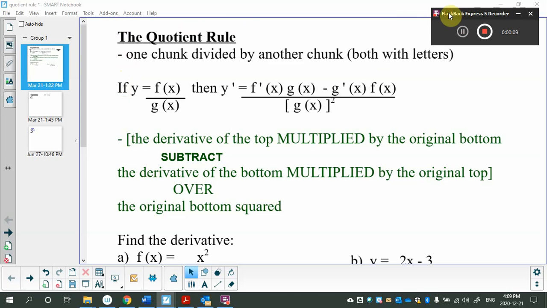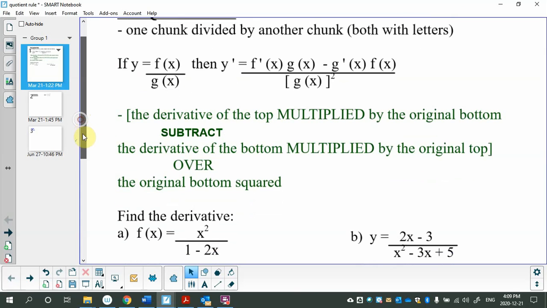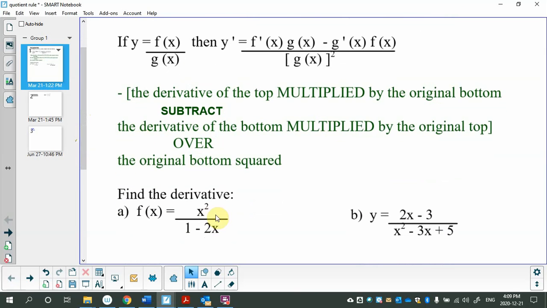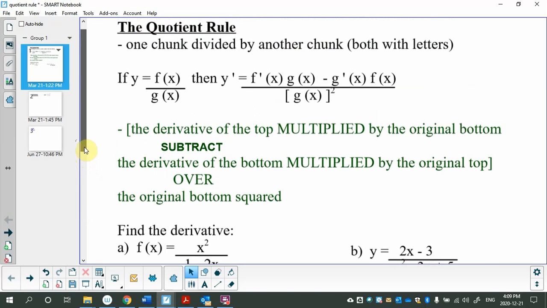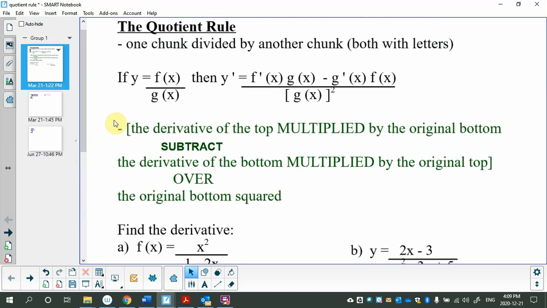I'm really not sure. Quotient rule is when you have one chunk divided by another chunk, and they both have to have letters in it. So there's two examples right there. Before you panic, realize that I will not be showing you an extended quotient rule. So this is the end of the big rules, although there's more stuff coming.